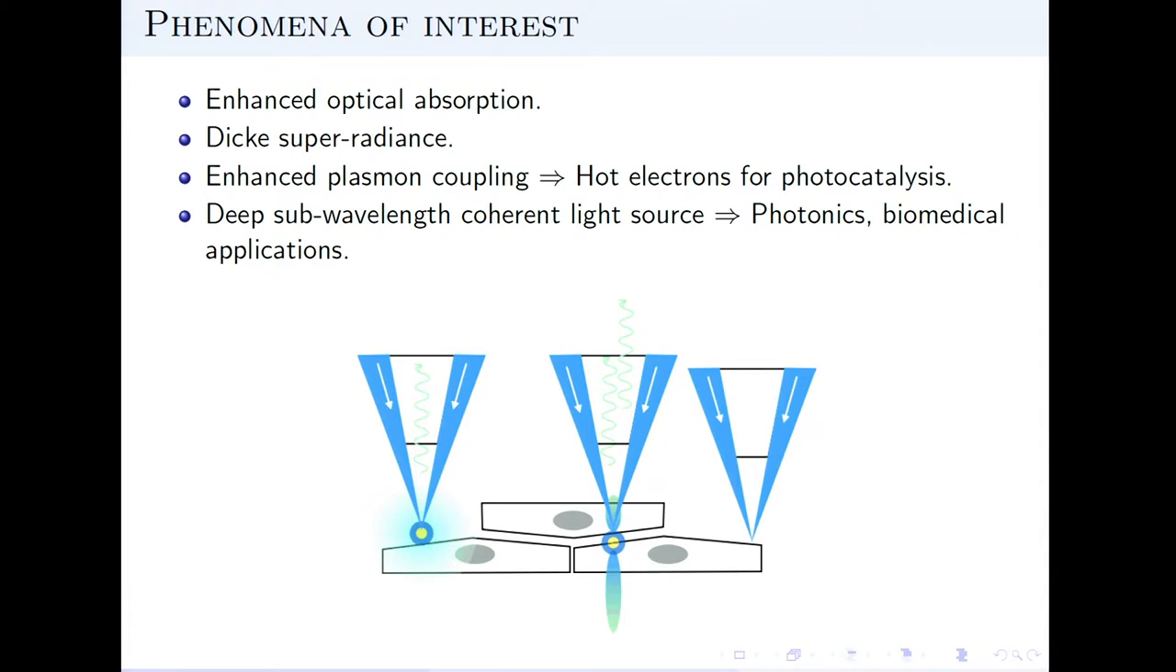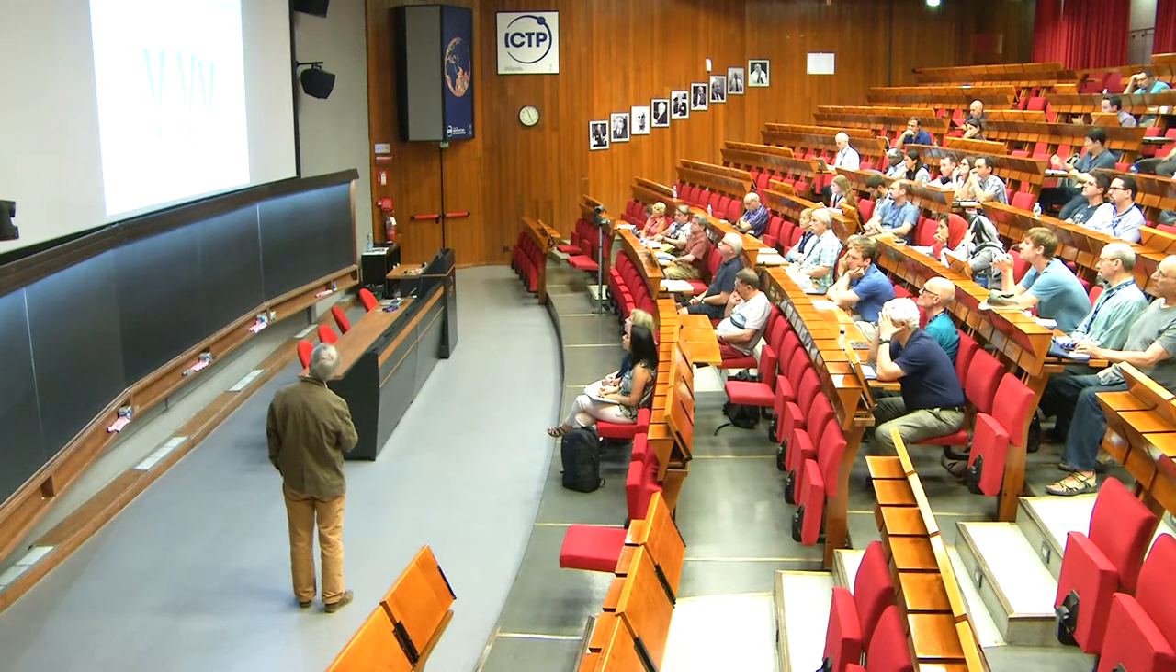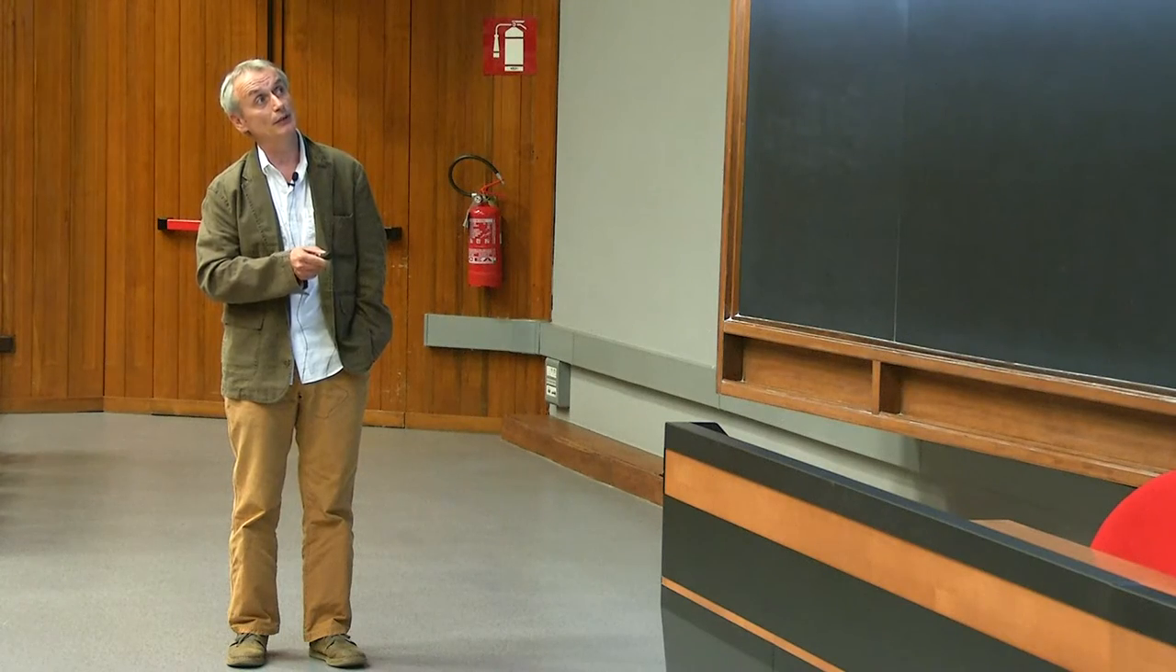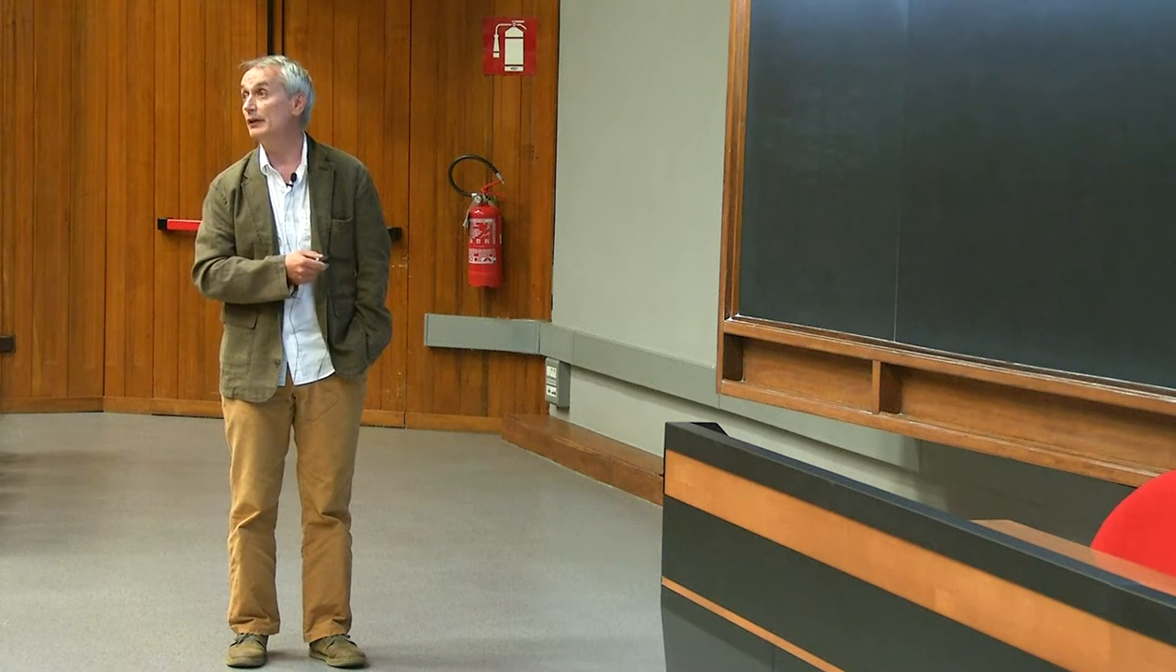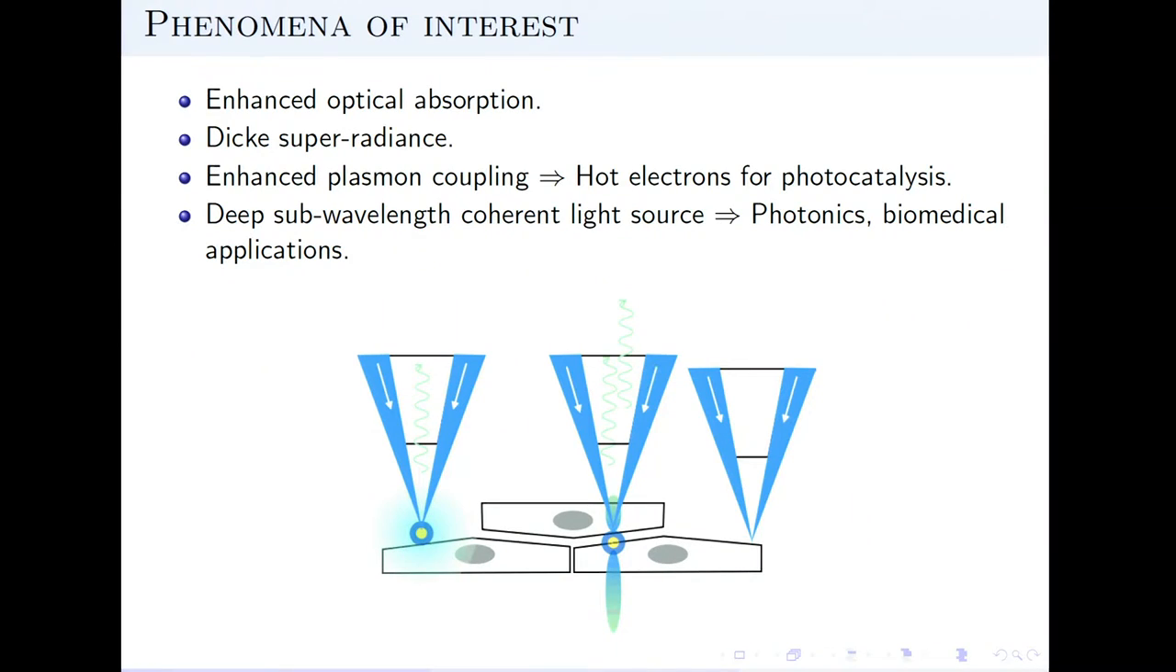In these very simplified cartoons, I'm going to tell you that one symptom, a fingerprint of this collective behavior that I call superradiance, is the fact that the light is going to be emitted, instead of being emitted isotropically, like from a bunch of dipoles that emit independently. Here, the light is going to be emitted directionally.